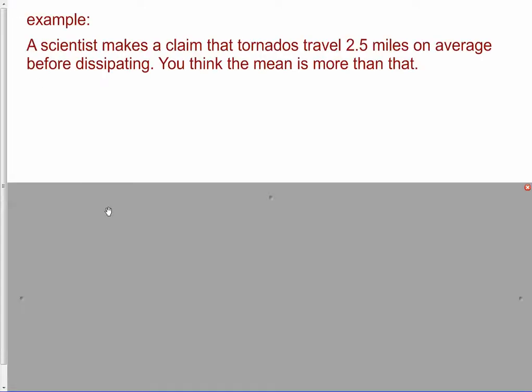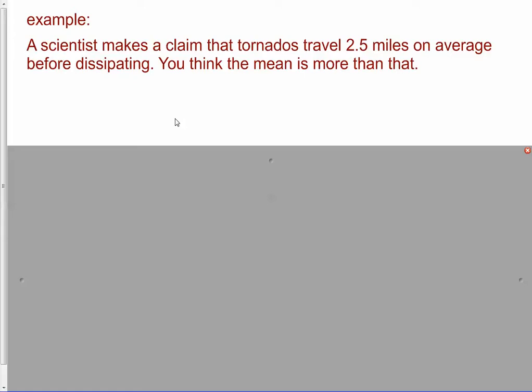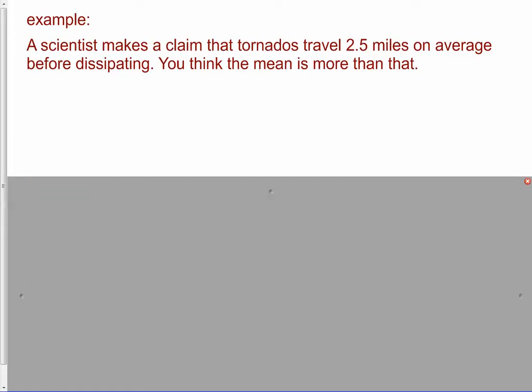So let's do our example. A scientist makes a claim that tornadoes travel 2.5 miles on average before they dissipate. So a tornado is spawned, and it moves through the land, wreaking havoc, and then it kind of goes away. You hear a scientist make a claim that it usually goes around on average 2.5 miles before it breaks up and disappears. But let's say you think the mean is more than that, more than 2.5. You think that he is wrong.